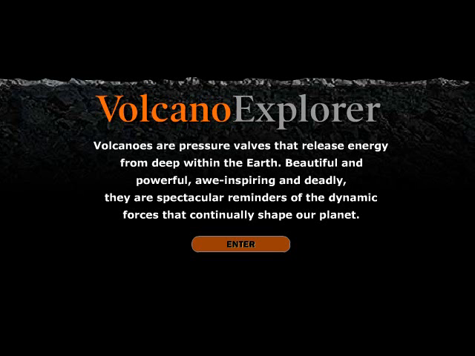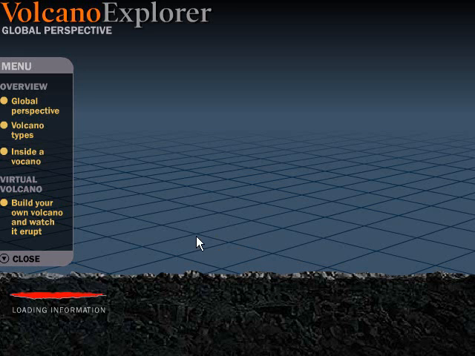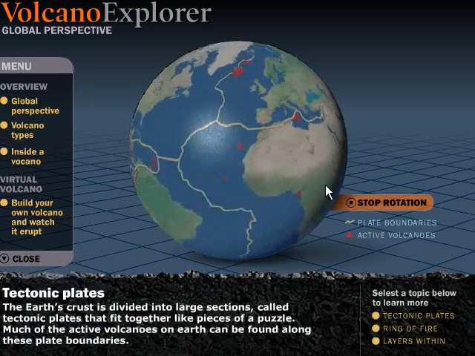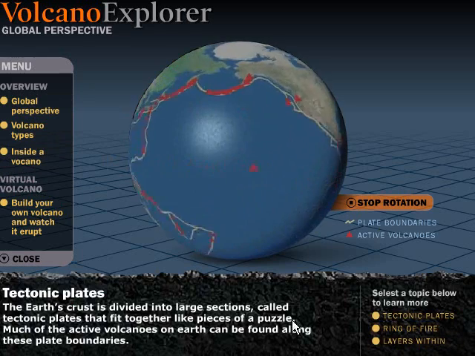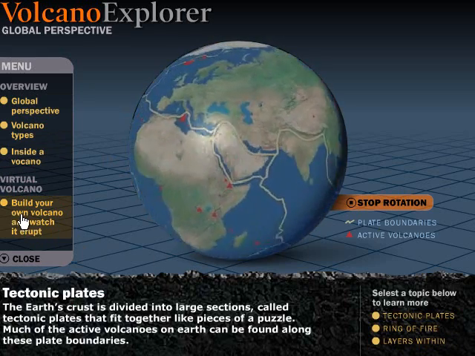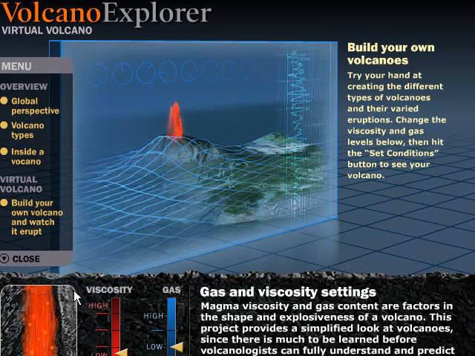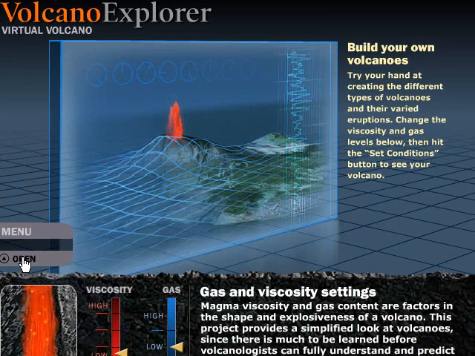Okay, so here we are at the home page of the activity. Just click on Enter. And here's this animated volcano activity. I want you to read these links, learn about volcanoes, clicking on these links. But when you're ready to do the activity, click right here where it says Build Your Own Volcano. I'll click on that now. And then I'm going to close this little menu.